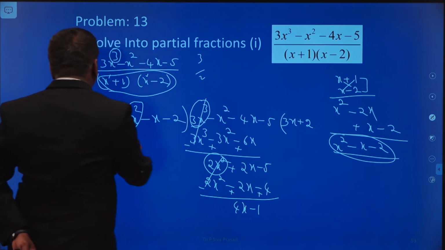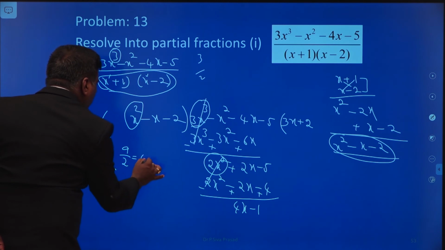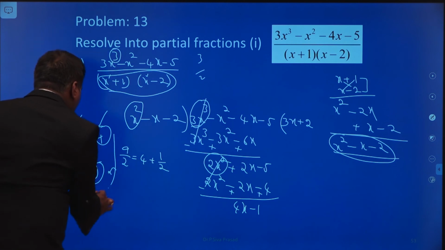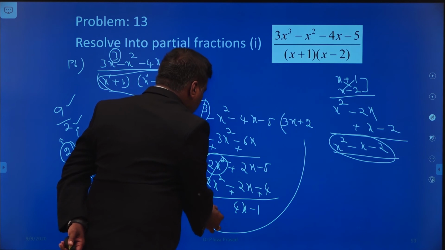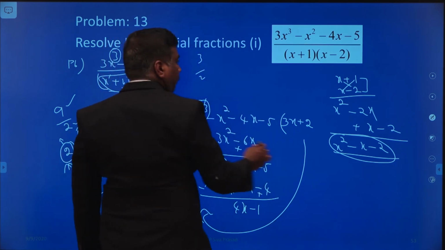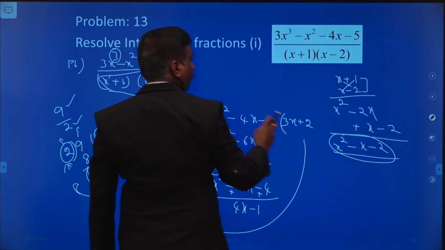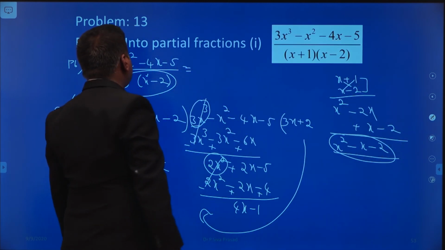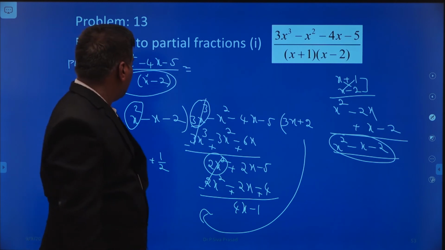Now, whatever we did here, this is 9 by 2. How do we write this? This is equal to 4 plus 1 by 2. This is the reverse process of what we did in the previous example. The same technique you have to apply here. Then this is 3x square. So, 3x cube minus x square minus 4x minus 5 by x plus 1 into x minus 2.